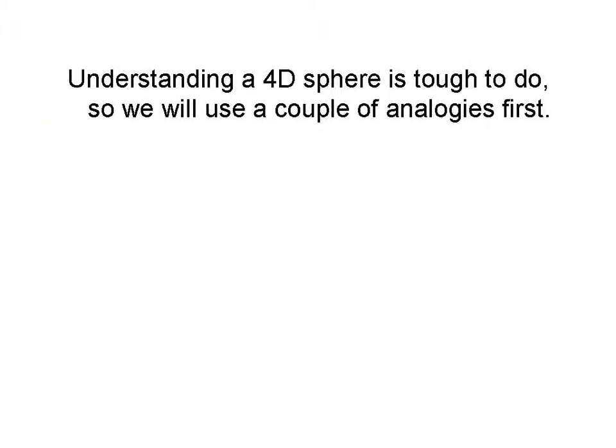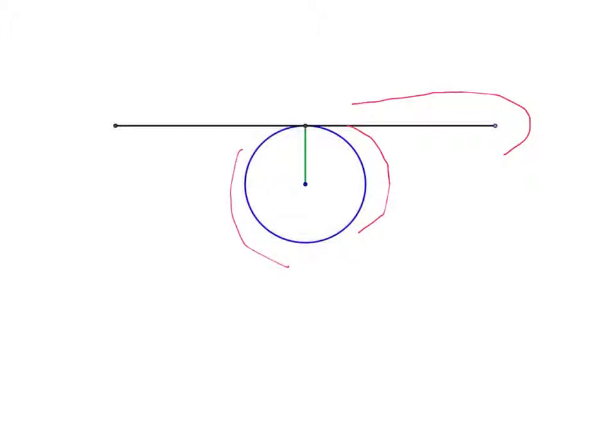Understanding a four-dimensional sphere is tough to do, so we will use a couple of analogies first. Let us first look at a line. A line is one-dimensional, and the distance from the center to the edge could be viewed as a radius. If we take our line, we can curve it around and make a circle. A circle is two-dimensional, and a circle has its own radius. The surface of the circle is one-dimensional. It's the line.